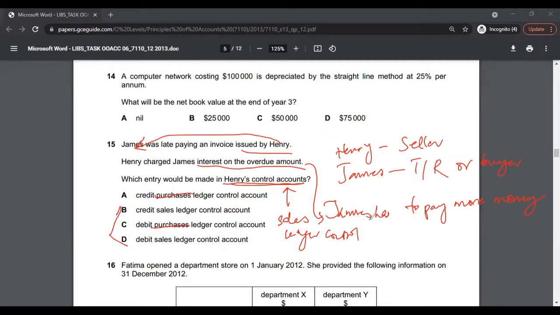Henry has to receive more. James has to pay more, right? We are asking from Henry's perspective. Henry has to receive more. Therefore, the answer to multiple choice 15 is going to be option D, debit sales ledger control account. Because how do you increase your trade receivables? You debit them, right? You always debit them. Trade receivables are debited.